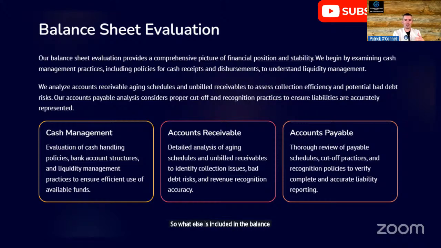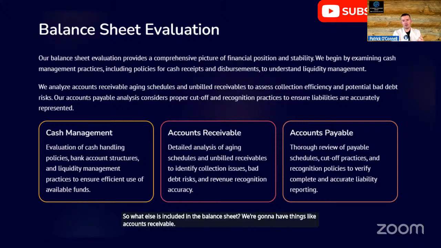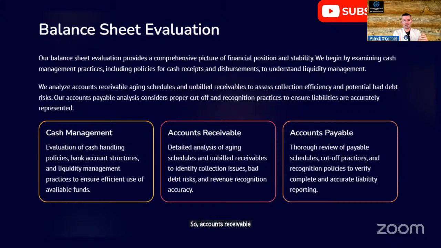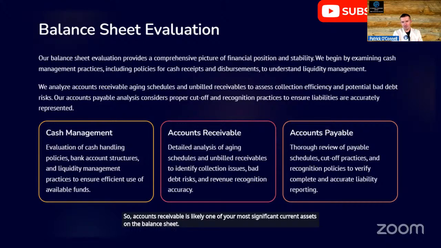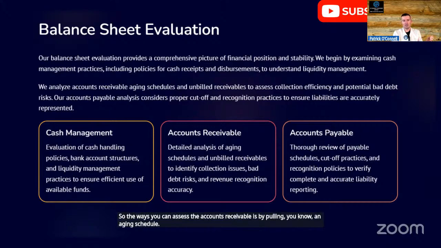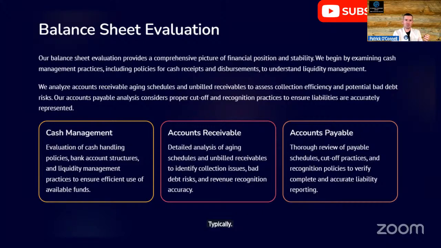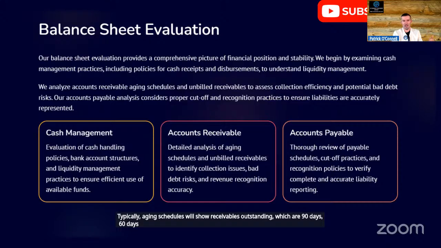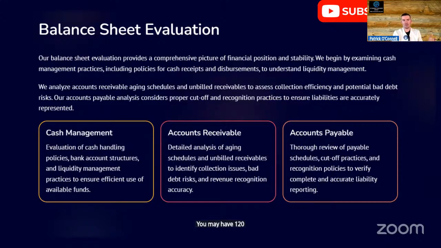We're going to have things like accounts receivable. Accounts receivable is likely one of your most significant current assets on the balance sheet. The way you can assess the accounts receivable is by pulling an aging schedule. Typically, aging schedules will show receivables outstanding, which are 90 days, 60 days outstanding, and then 30 days. You may have 120 days aged outstanding.